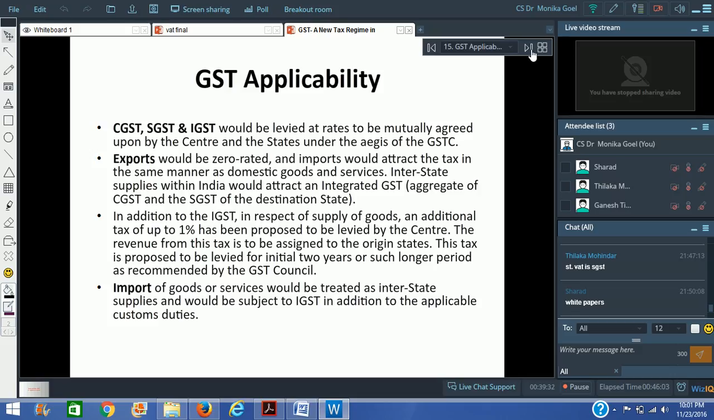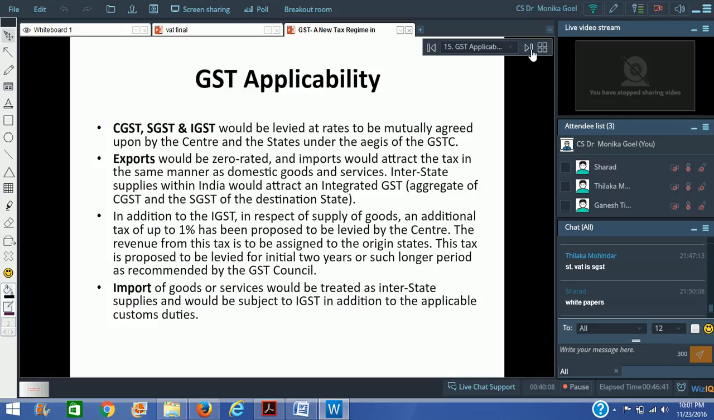Exports, as I told you, are going to be zero rated, and imports would attract the tax normally as the other goods and services are going to attract. Interstate supply of goods within India will attract IGST. Now, what is this IGST? IGST will be the total of CGST plus SGST. In case of interstate trade and commerce, IGST will be made applicable, and IGST is the sum total of CGST plus SGST. Okay?